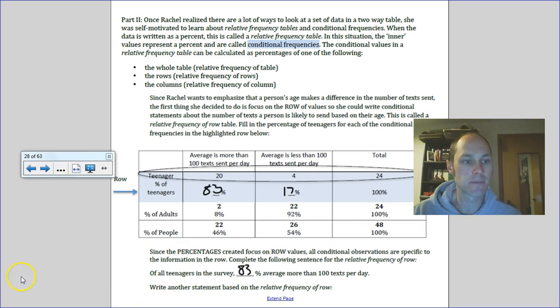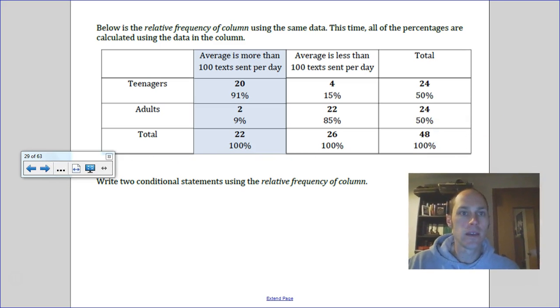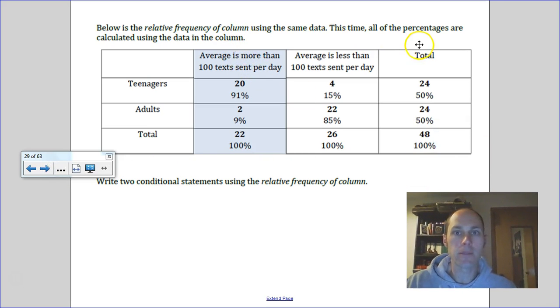Pause it now. So one of the conditional statements I wrote, I compared the adult row, and I said of all adults in the survey, 92% of those adults send on average less than 100 texts per day. So we can compare information in the rows and make a conditional statement based off of the information that we have. Here we have a relative frequency column using the same data.